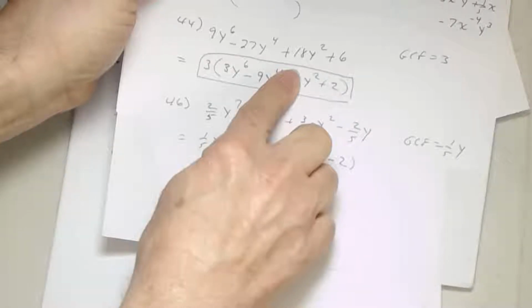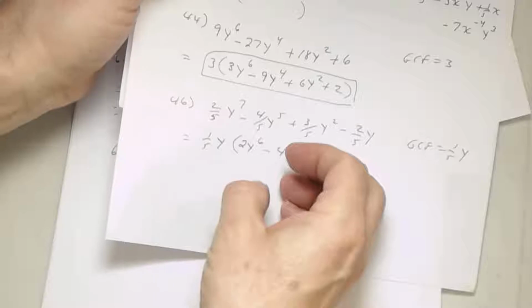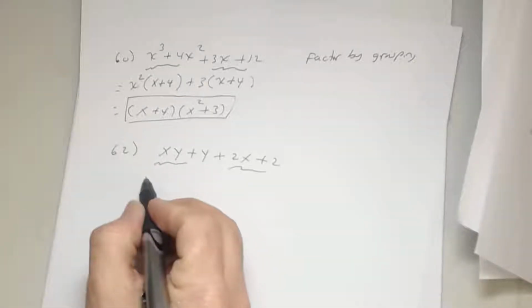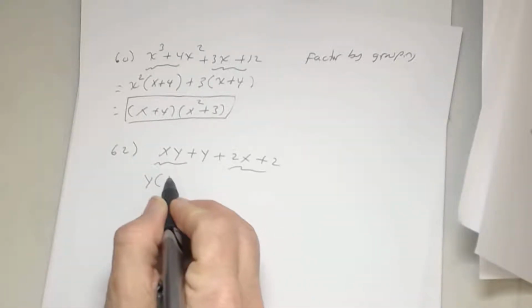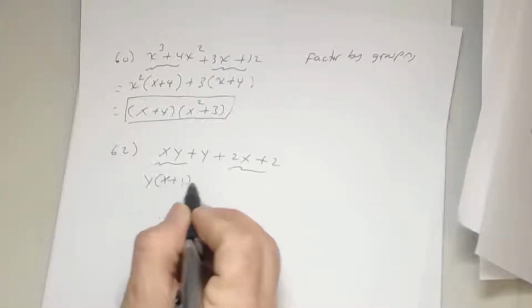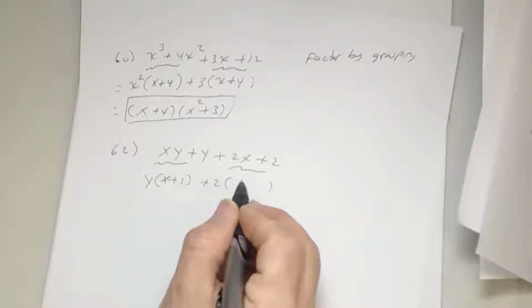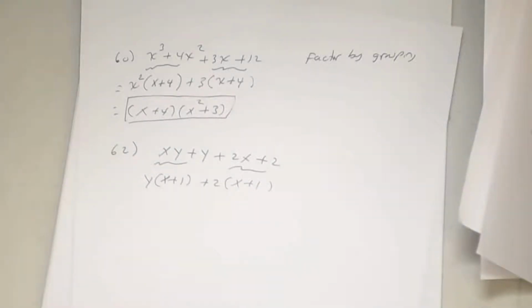All right, so let's see if it is factored by grouping. Is this one right here factorable by grouping? No. We tried. It doesn't work. What's inside the parentheses were not the same. Okay? So let's see if this is factorable by grouping. First group, what do they have in common? Y times what? X plus 1. Second group, what's the GCF? 2. Plus 2 times what? Are those parentheses the same? Yes.